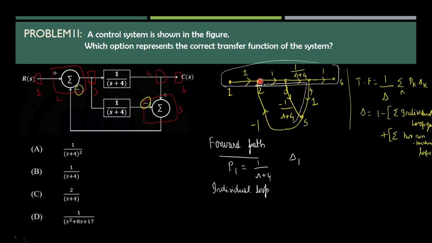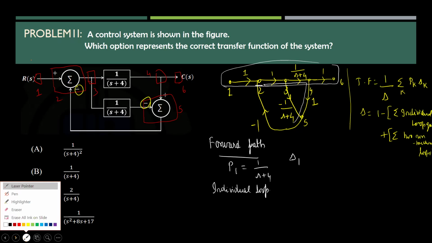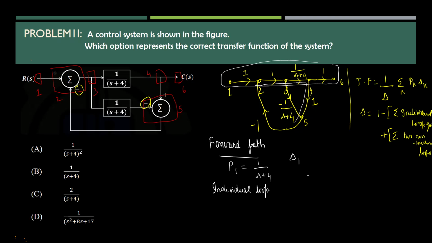So we cannot take this as an individual loop. So we can conclude here there is no individual loop in the signal flow graph. So we can write delta equal to 1 minus 0, which is equal to 1. Okay. There is no individual loop.